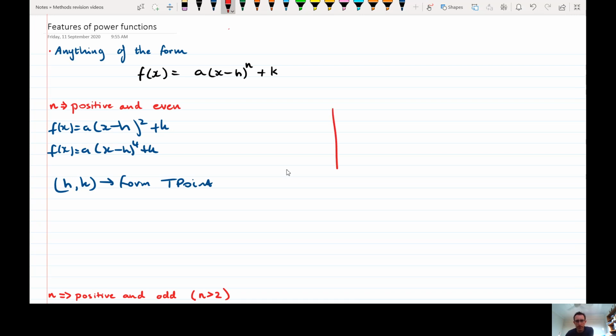So if I end up drawing the graph, the quadratic looks something like this, and you have a quartic looking something a bit more like this, but they both have a turning point of h, k. This a at the front, if it's positive, they'll be upright. If it's less than 0, so negative, it'll be inverted. The value of the k there is simply your vertical translation.